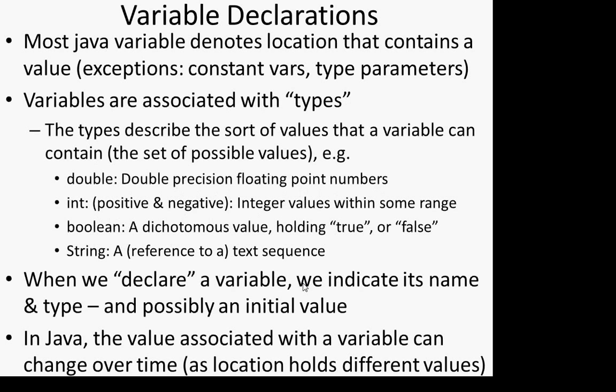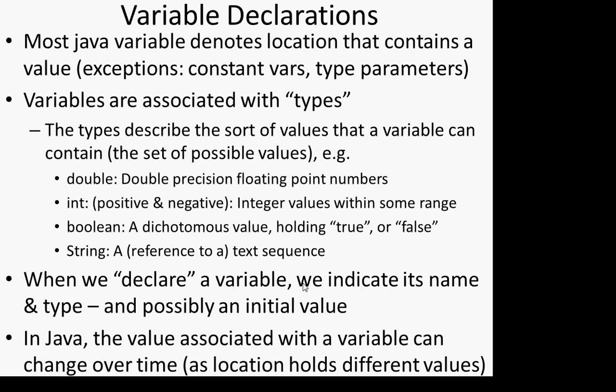And so we talk about declaring a variable. We indicate its name and its type. And we may indicate its initial value. We may say, I want this to be in there originally. A variable's value can change over time. The location, therefore, the contents of the location change over time. It holds different values over time.